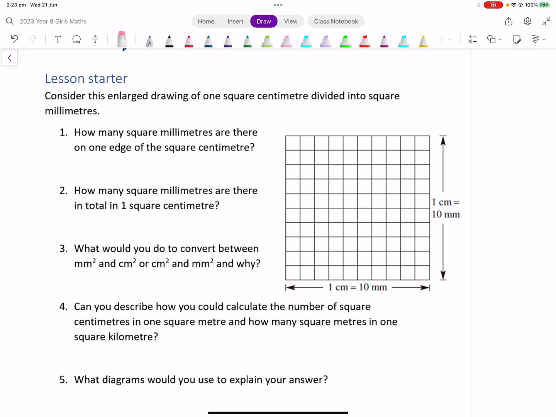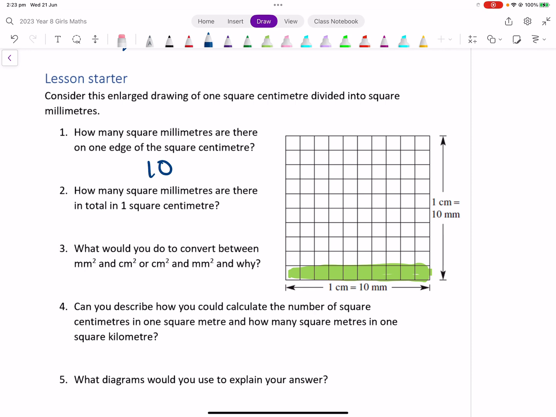All right, girls, how did you go? Let's have a look. So the first question, how many square millimetres are there on one edge of a square centimetre? Look at this. Well, let's count them. 1, 2, 3, 4, 5, 6, 7, 8, 9, 10. No surprises there.